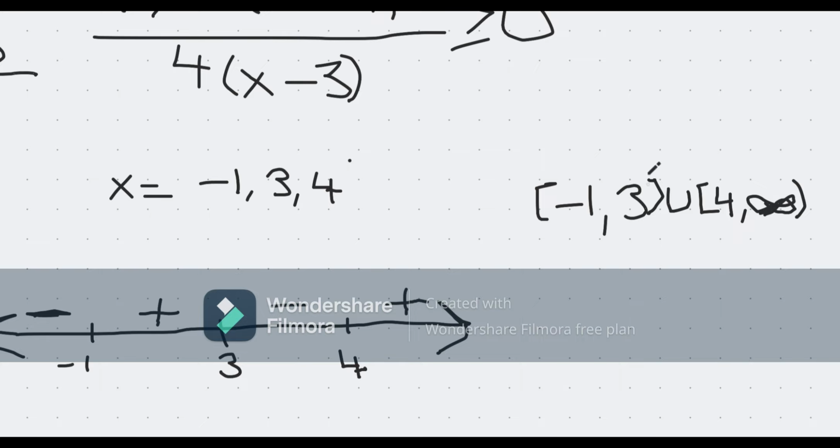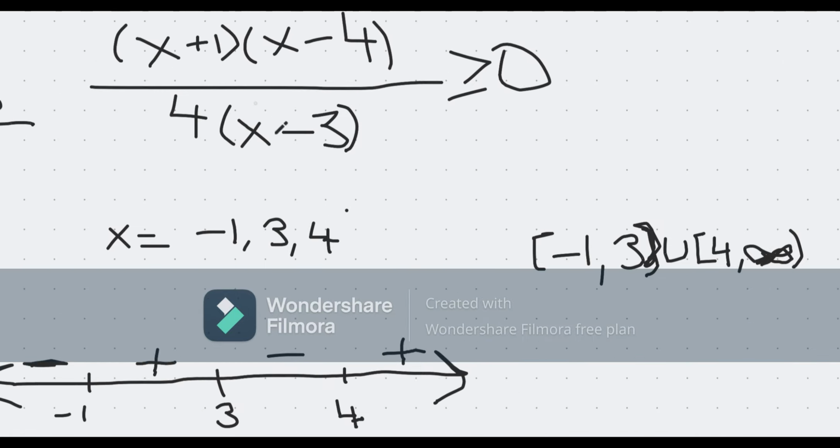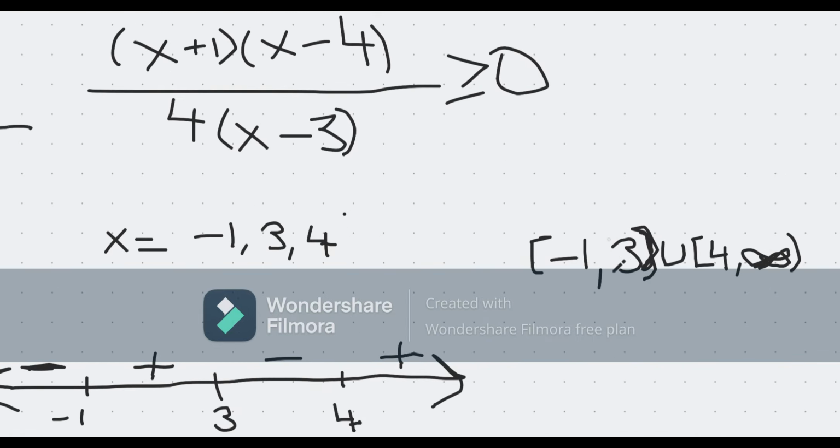But you can't put square brackets for the 3. 3 isn't included in the domain. The reason why you can't put square brackets is because if you put x is equal to 3, it would make the denominator equal to 0. And that would make the function undefined, because you can't have 0 as your denominator.